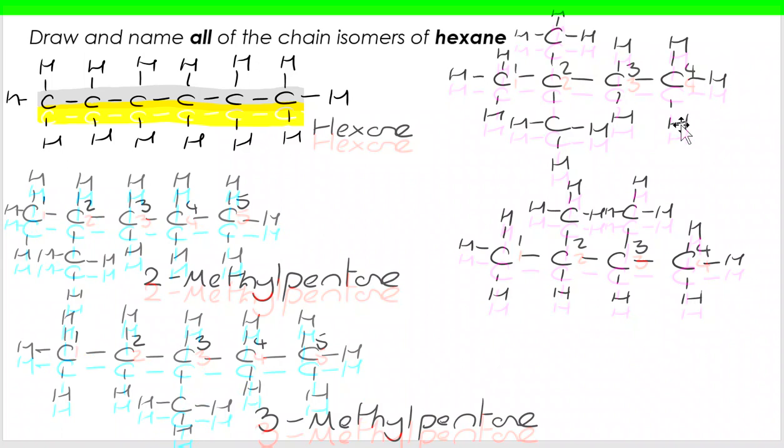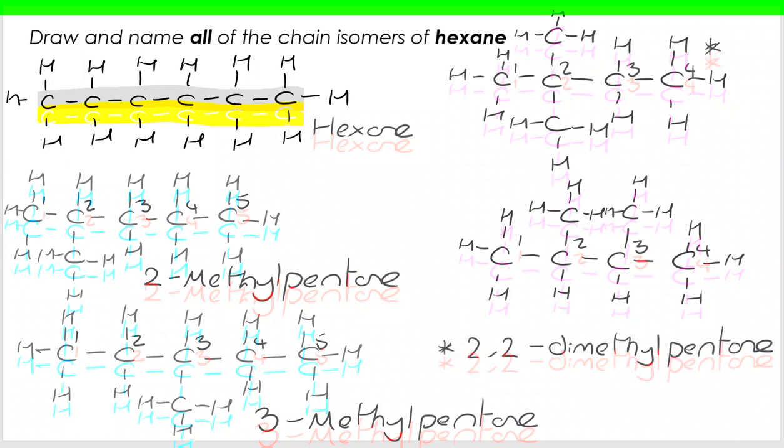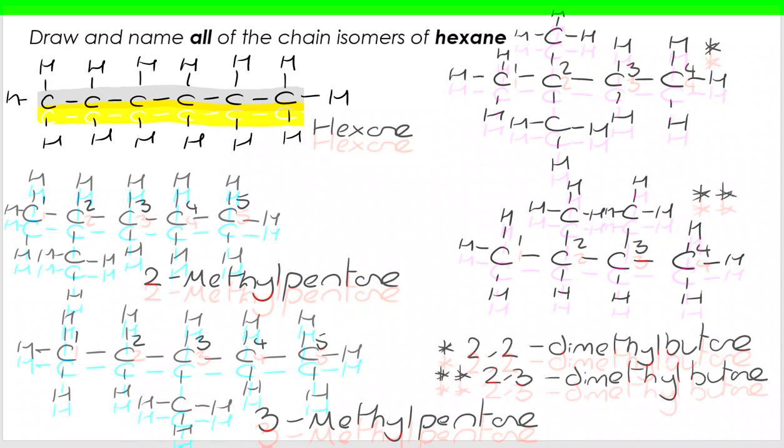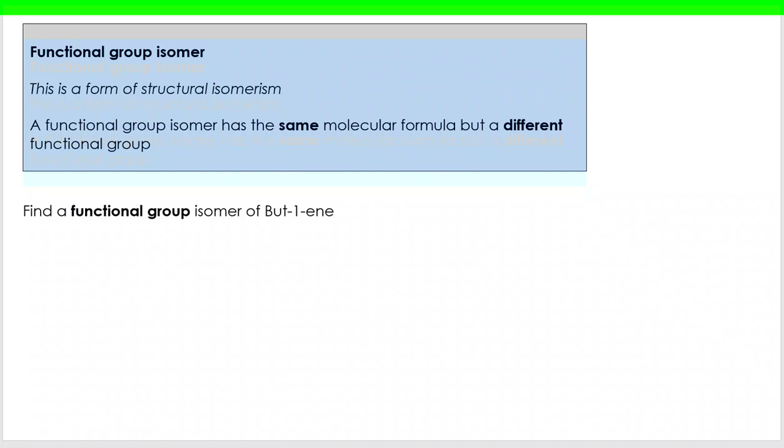And if I take a look at these, the names are going to go down at the bottom with asterisks. In this one, my longest carbon chain is 4. I have 2 methyl groups coming off, so that's dimethyl, and they're both on the second carbon. So that's 2,2-dimethylbutane. And if I take a look at the second one, where I have got 4 carbons in a row, I have a methyl on the second, a methyl on the third. So that's 2 methyls, so it's dimethylbutane, but this time it is 2,3-dimethylbutane.